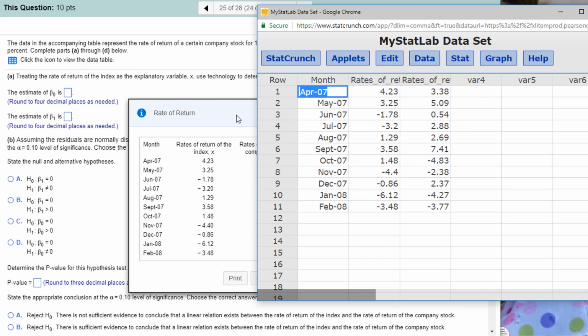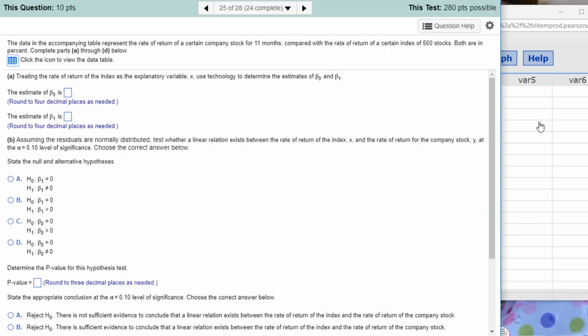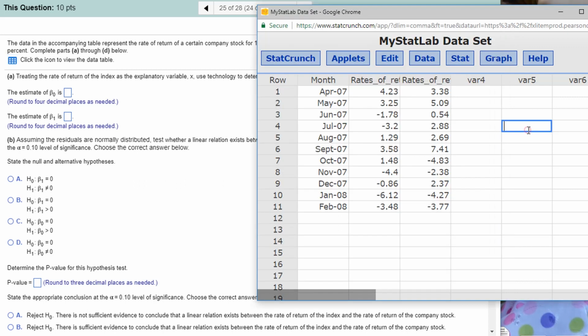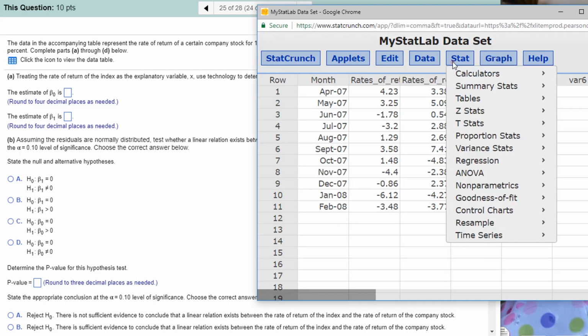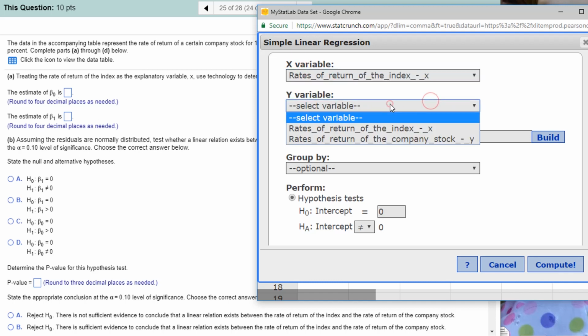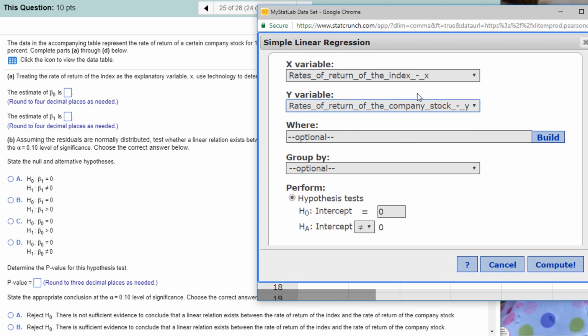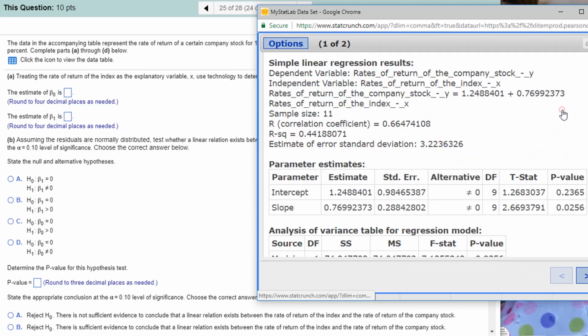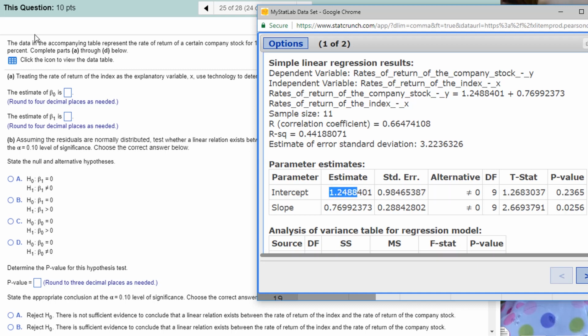It's asking me for an estimate of beta 0 and beta 1. So it's again the same thing, another linear regression. Under Stat, Regression, we're going to do Simple Linear. The x variable is labeled as x here, so I don't have to do anything thoughtful. And that's a standard output. Maximize it so I can see it. Okay, so the intercept and slope have their estimates. I'm going to take 4 decimal places this time.